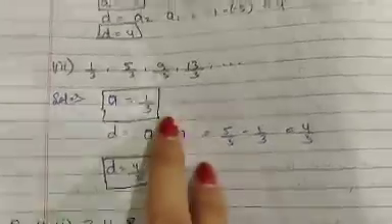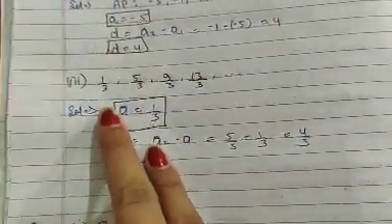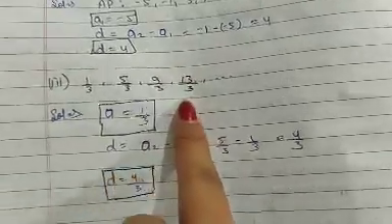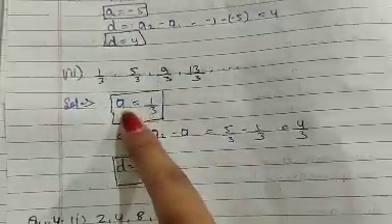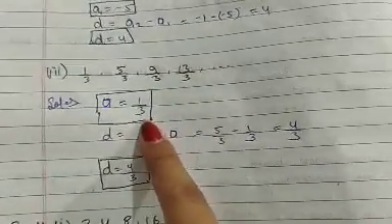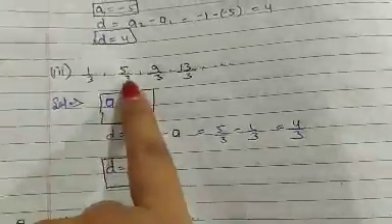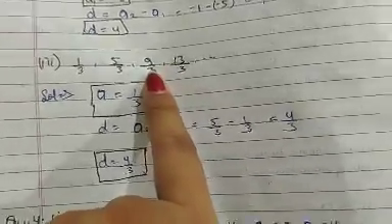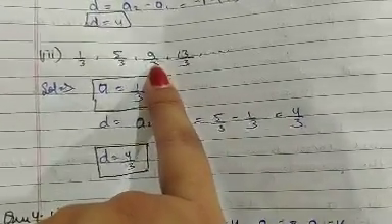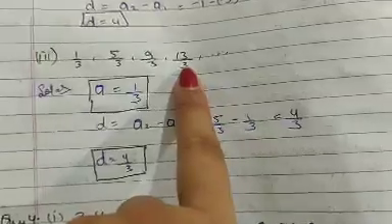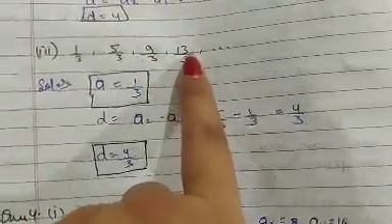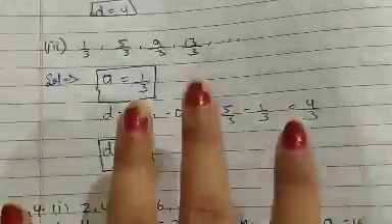Next part, see the third one: 1 by 3, 5 by 3, 9 by 3, 13 by 3. Okay, see, the first term is 1 by 3, it is very clear. Now how to find the common difference? Subtract the first term from the second, or the second term from the third, or the third term from the fourth. This all will give you the common difference.